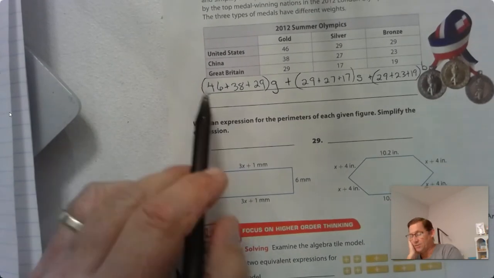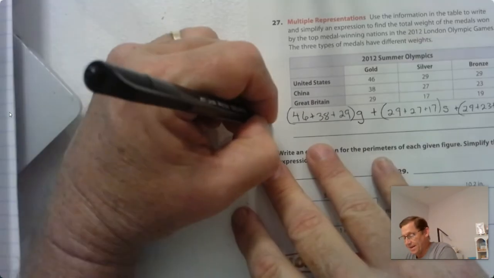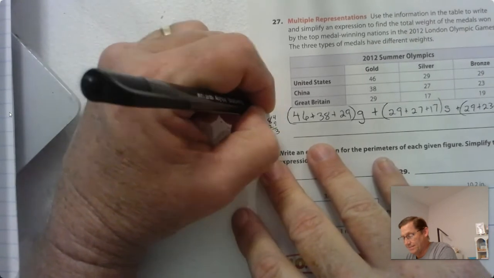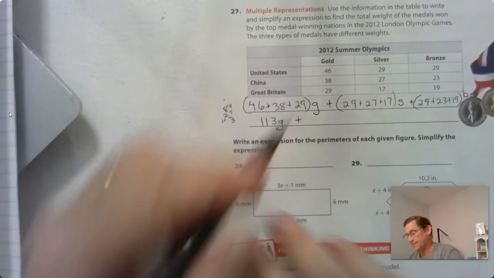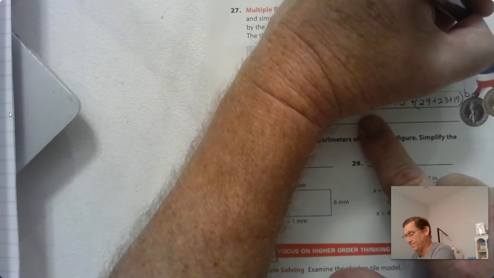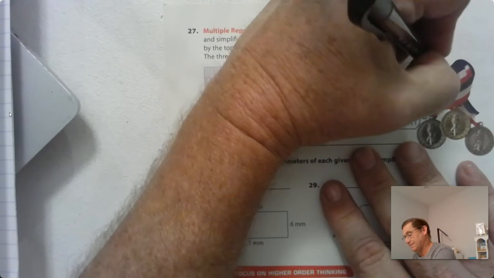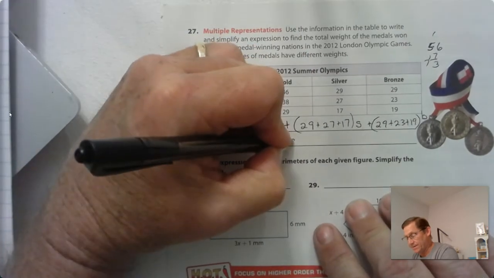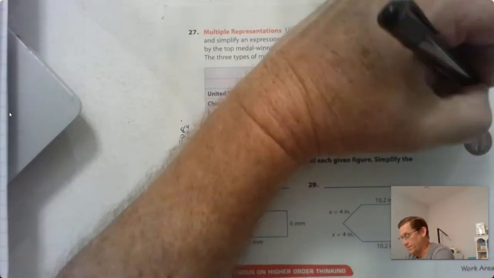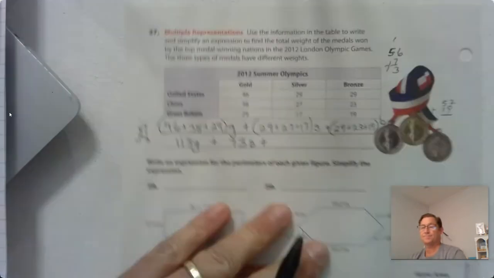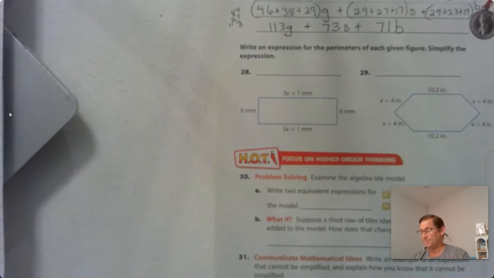Okay, so let's simplify. So 46 and 38 is 84 plus 29. It's 113 G, plus 29 and 27 is 56. 56 plus 17 is 73. So 73 times the weight of a silver medal, plus 29 and 23 is 52 plus 19 is 71. So 71 times the weight of the bronze.